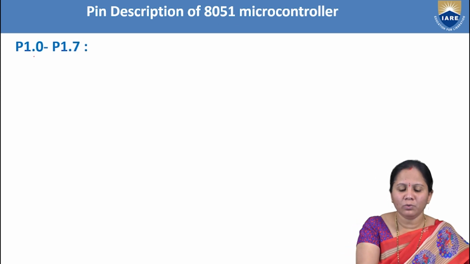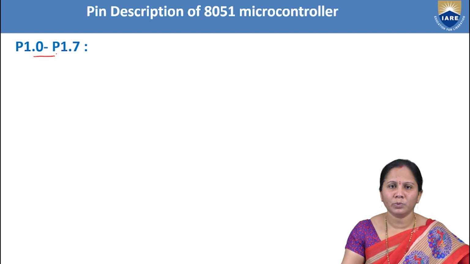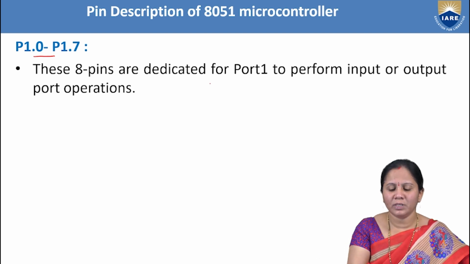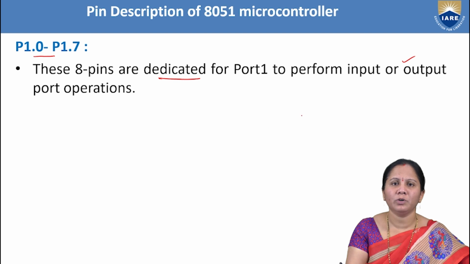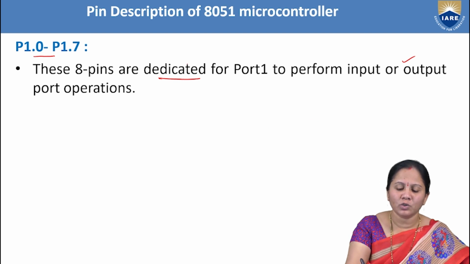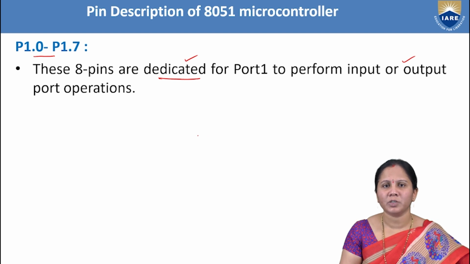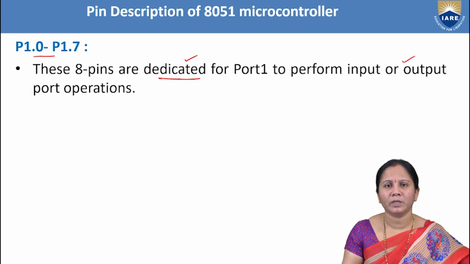Now, coming to another port, that is port 1, it is having a single operation. So these 8 pins are dedicated for port 1 to perform IO port operations, that is input output port operations. So dedicated means this port 1 is having only a single operation. That means they act as simple IO pins only, no other function.